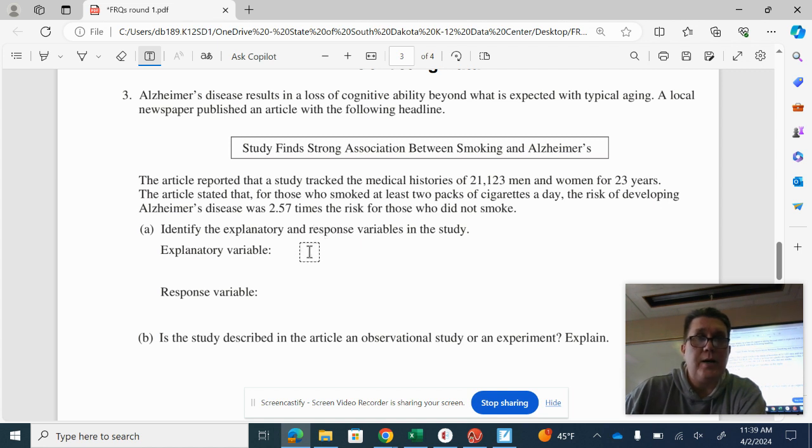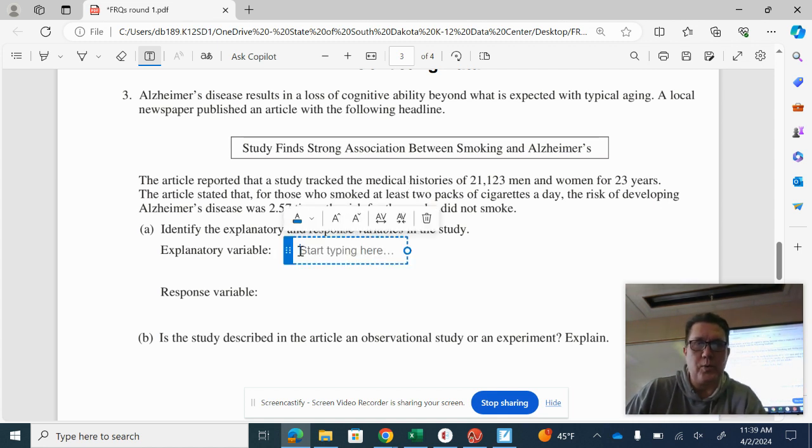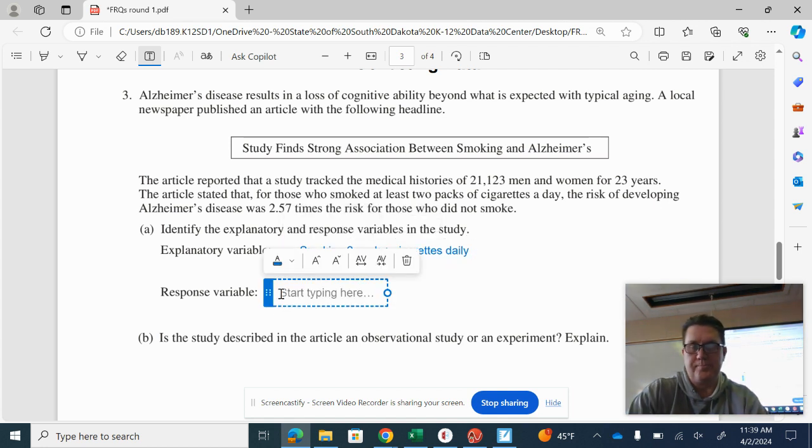All right. What are the explanatory and response variables? Okay, so it says it's a strong association between smoking and Alzheimer's. So the explanatory variable is smoking 2 packs or more. And the response variable is the rate of Alzheimer's.